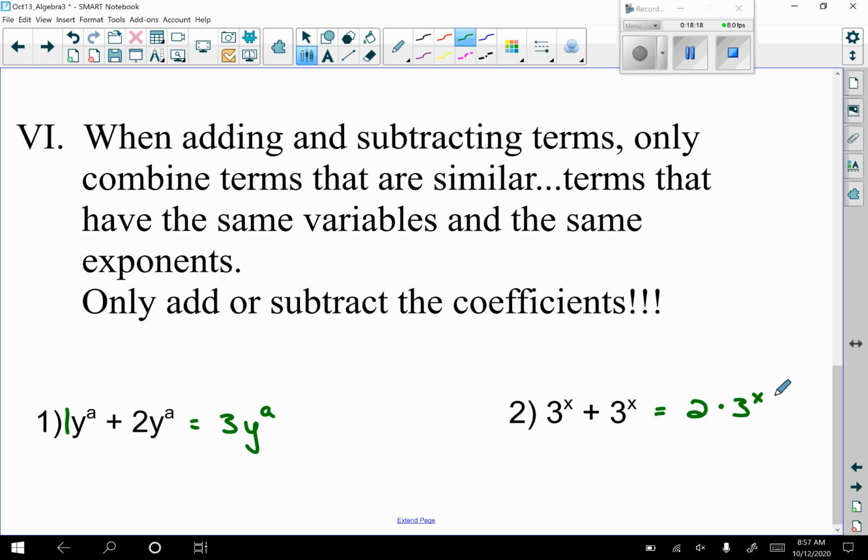Now I can't simplify this any further, but if I could, let's say that this happened to be a 3. What if I had 3 times 3 to the x? Now they have the same base. So I'm just going to kind of leave you with that thought. That might be a homework question. All right, so again, we're just reviewing all the laws of exponents.